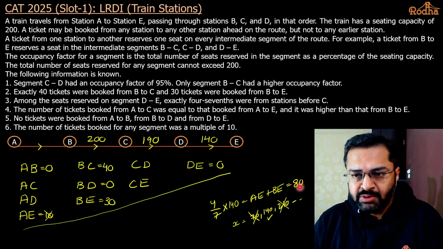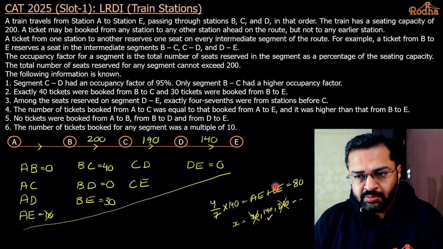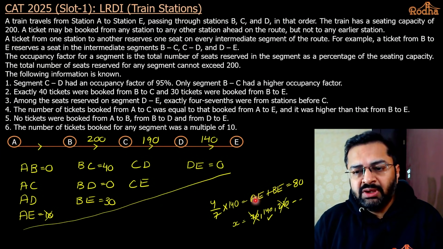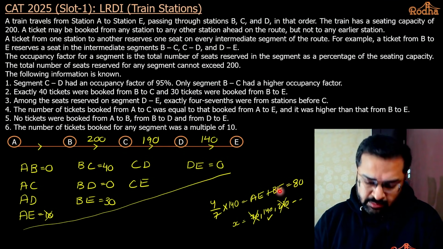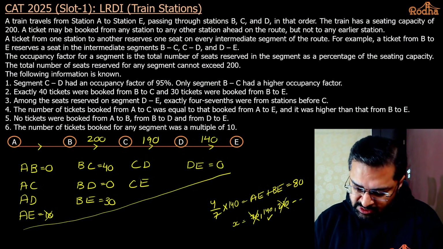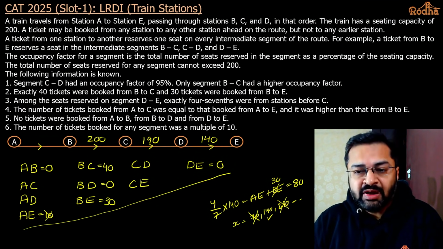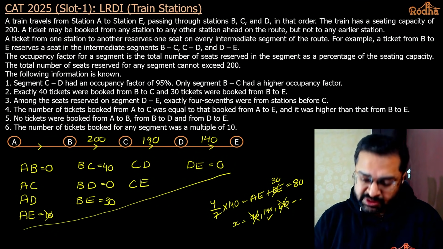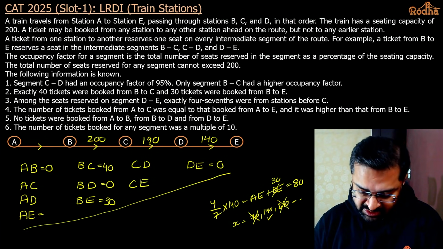So AE plus BE becomes 80, and this BE is 30. So what would this AE then be? I'm saying this BE is 30, right? If this is 30, what would be the value of AE? AE would become 80 minus 30, which is 50. So we can just replace that then.